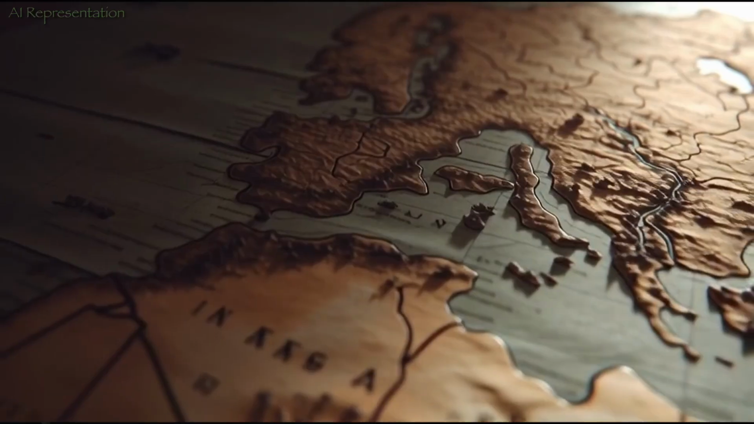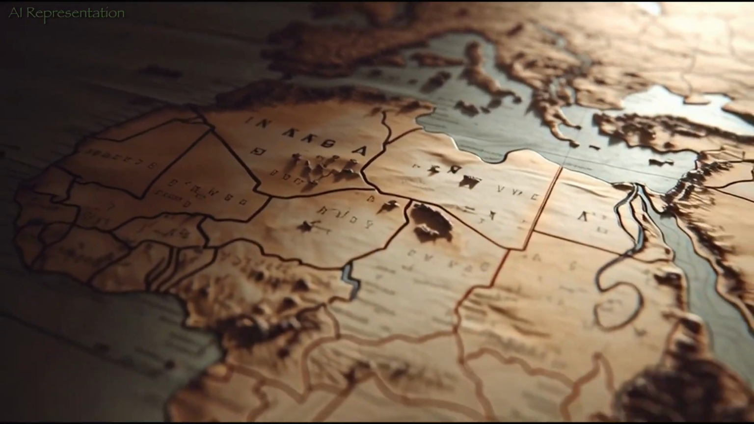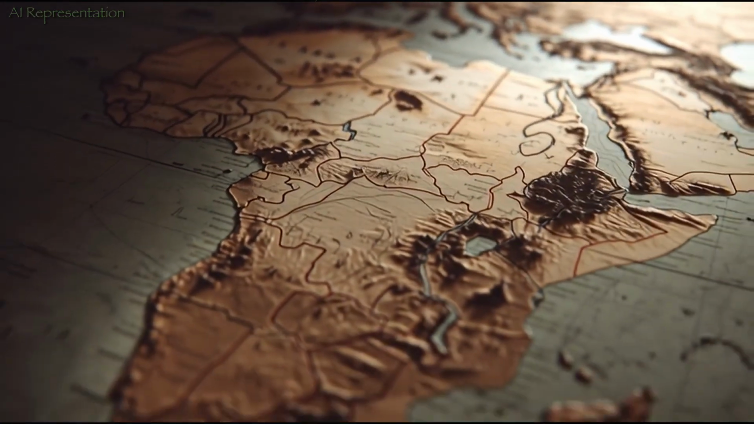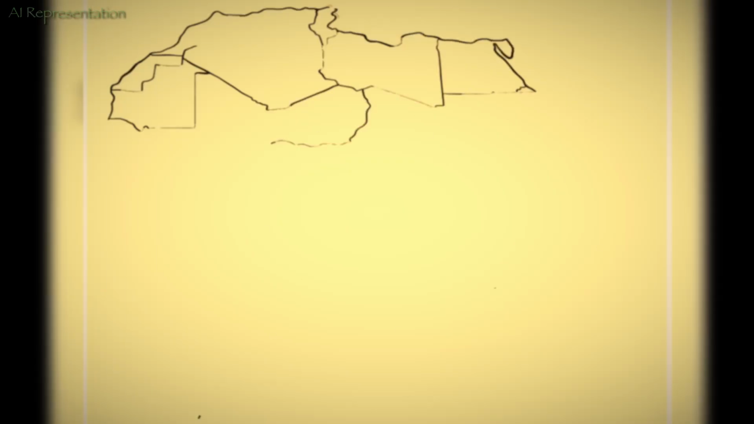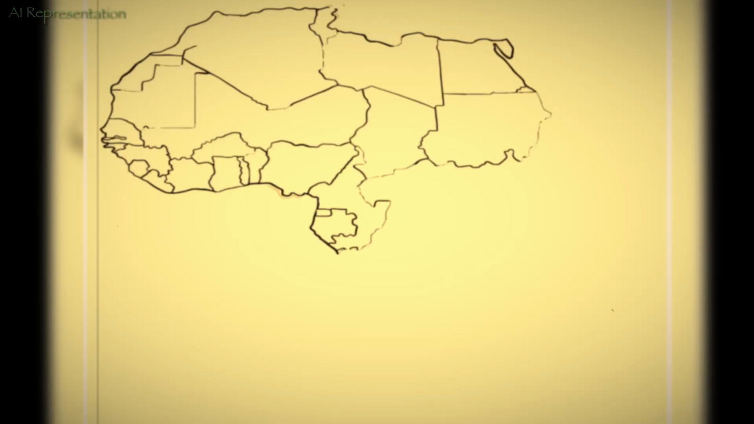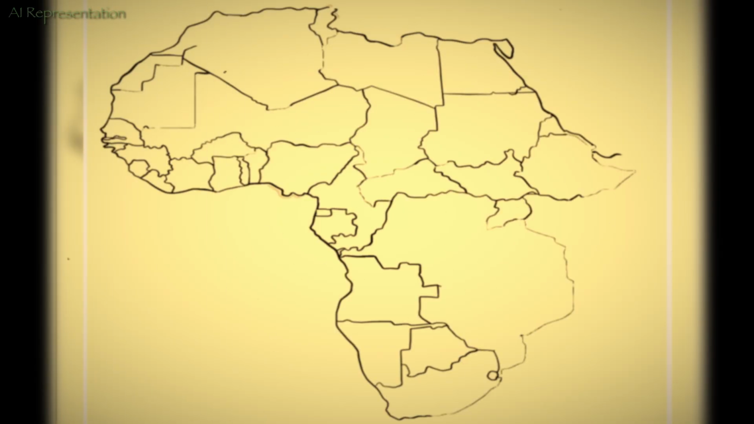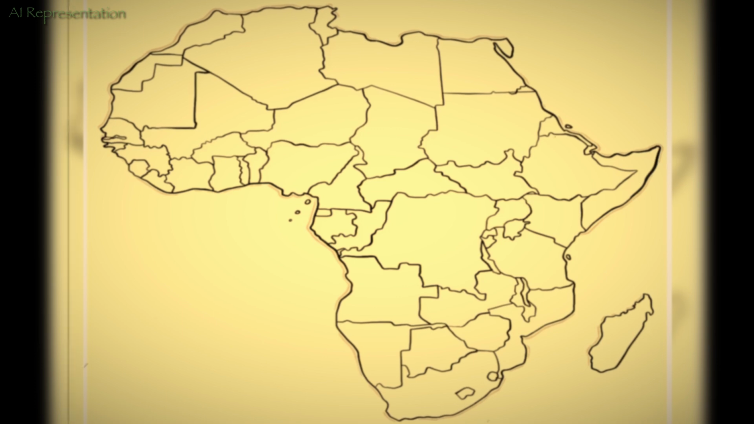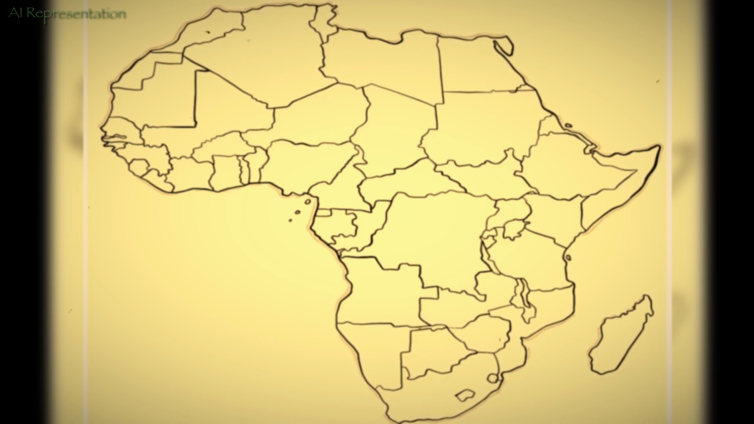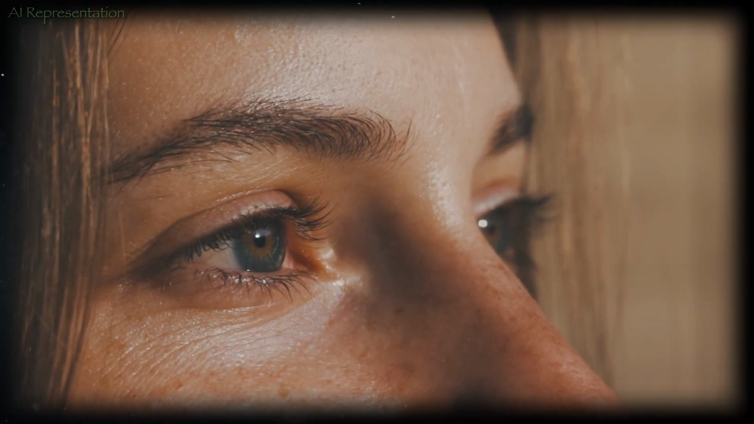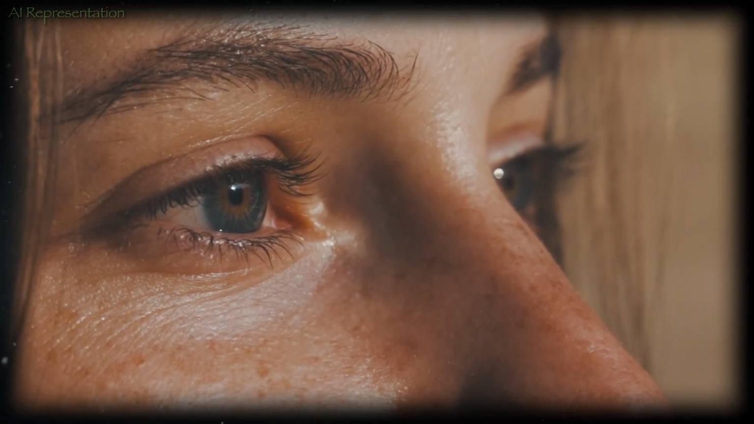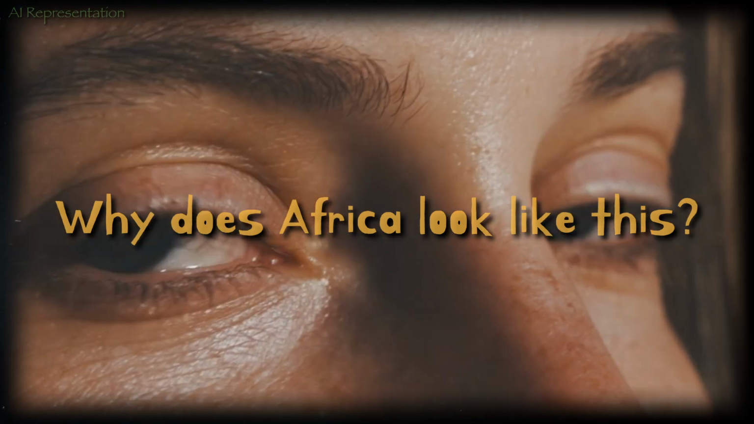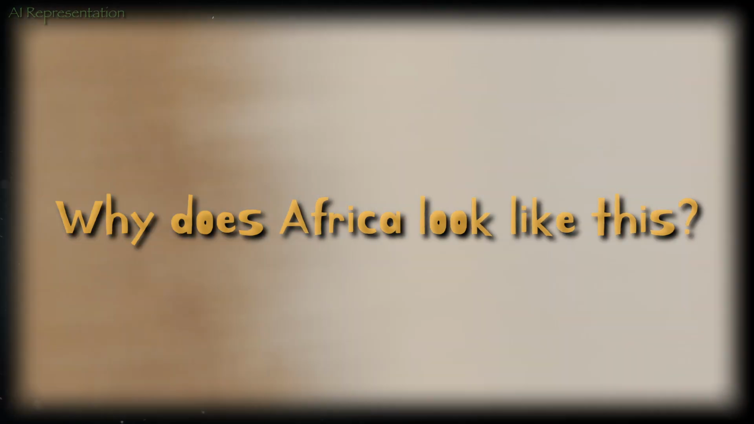Across deserts, forests, and rivers, there are borders that look unusually straight, straighter than you'd expect in a place shaped by nature and centuries of human movement. They don't curve around mountains or follow rivers the way borders often do elsewhere. Instead, they cut across the land as if the terrain beneath them didn't matter at all. And once you notice that, a quiet question starts to form in your mind. Why does Africa look like this?